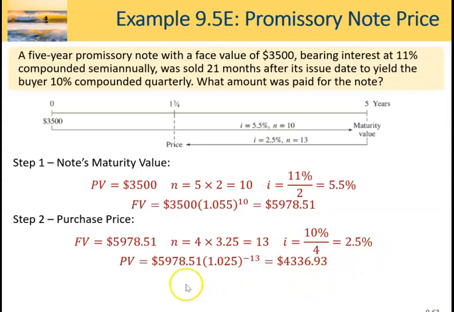Okay. So if we calculate that out, it's going to give us a present value today of $4,336.93. So if someone were to offer to sell it to us today, that's how much it would be worth us buying it for. And then in the future, we would get the $5,978.51.